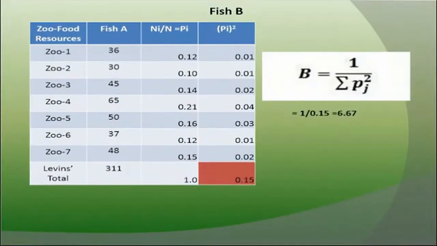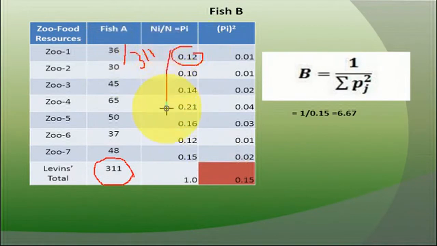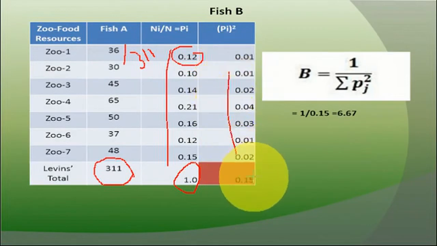Similarly, you can calculate for fish B also. The total number is 311. So 36 by 311, you just divide it and you get 0.12, and similarly you will get all this data and finally it is 1.0. The squares of this data will come down like this: 0.01, 0.01, 0.02, so finally 0.15.